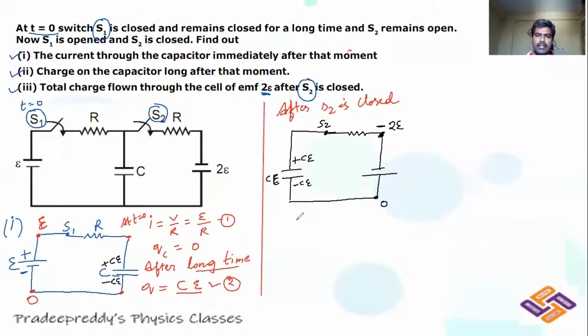So the final charge on the capacitor Q will be equal to C into E. What is the battery here? 2E. Therefore, Q final will be equal to 2 times CE. This is number 3. The final charge on the capacitor after a long duration of switch S2 being closed is 2CE. But in question 1, what are you supposed to find out?